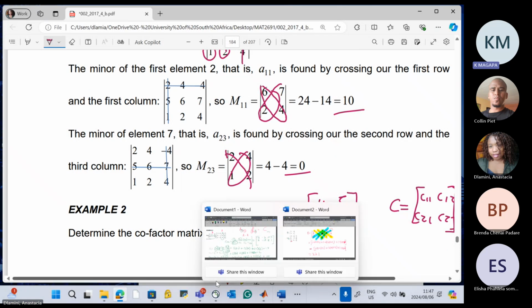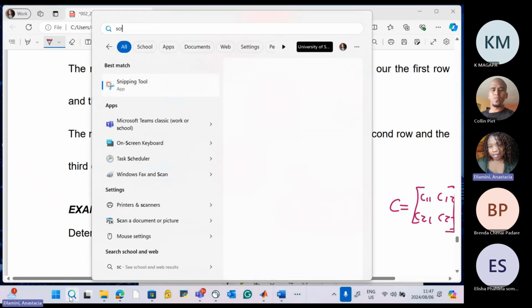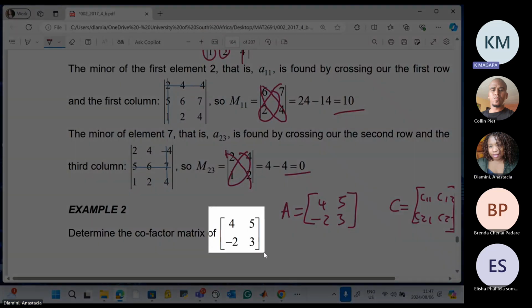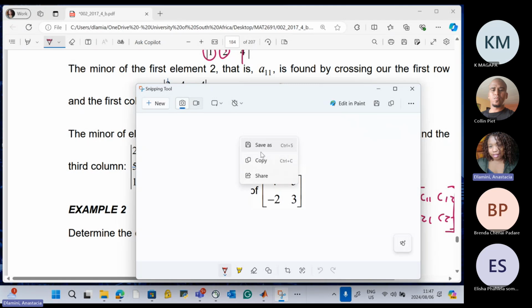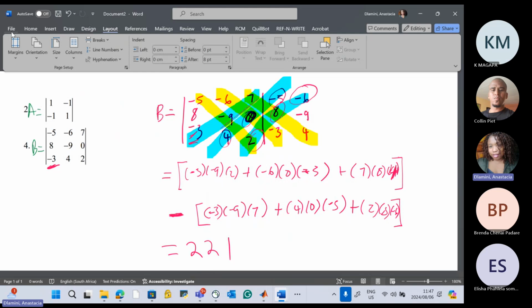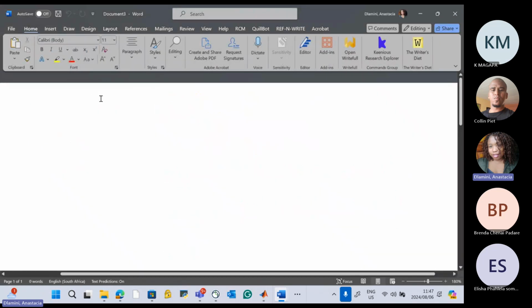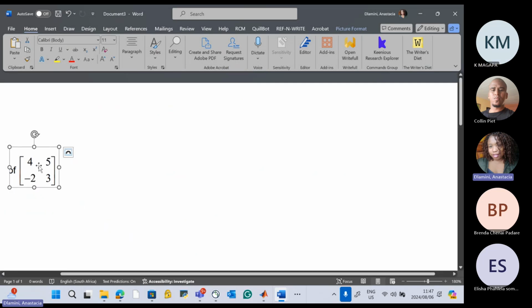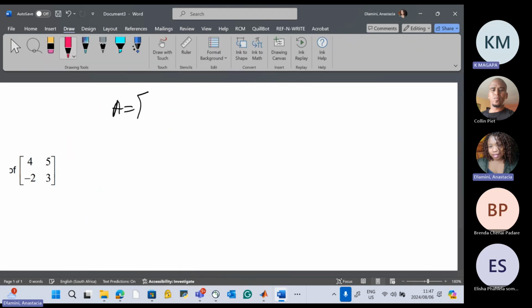Okay, let's take a screenshot here so that we have space, so that you don't get confused when you're going through the work of your study guide. Let's start with what they have. This is the matrix I have, and they want us to find the cofactor matrix, meaning that we have A, which is 4, 5, -2, and 3, and I want to find C, right?